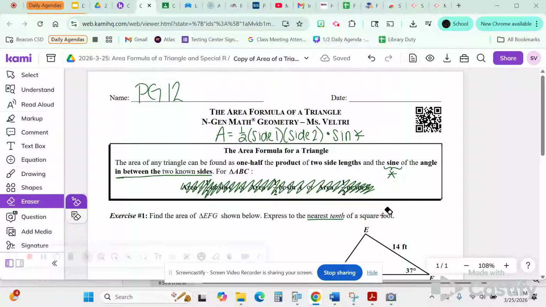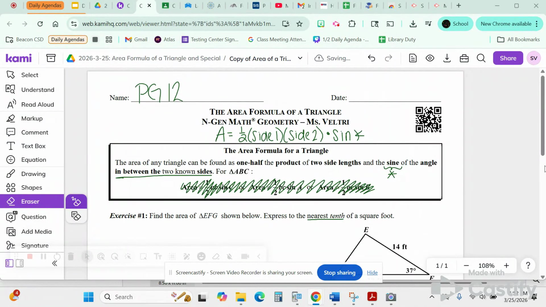All right, guys, so here's a quick video going through the lessons that we did today. We looked at the area formula of a triangle first. So this could apply to any triangle. It does not have to be a right triangle, but this is on page 12 in the Unit 8 packet.